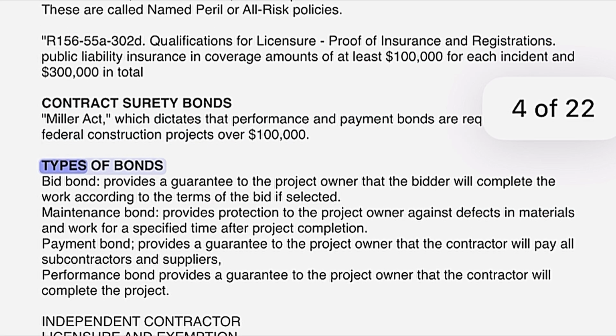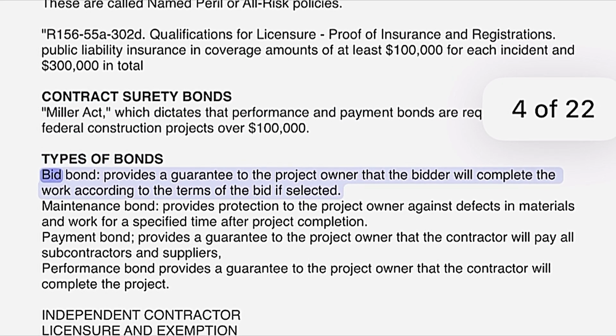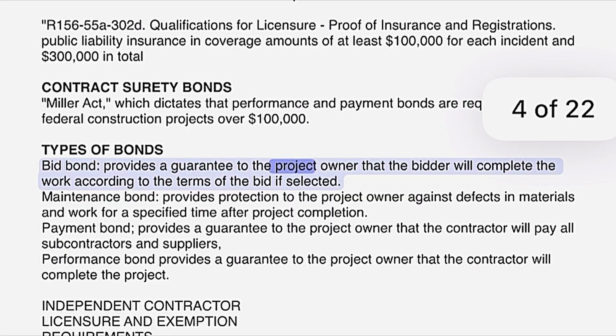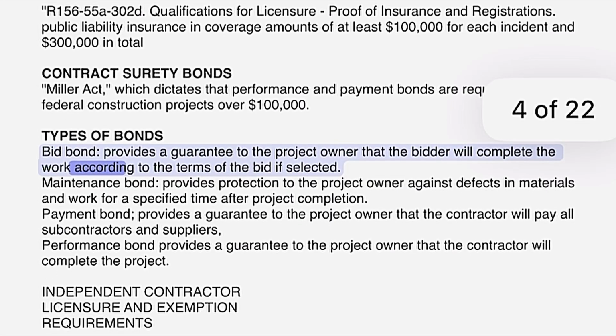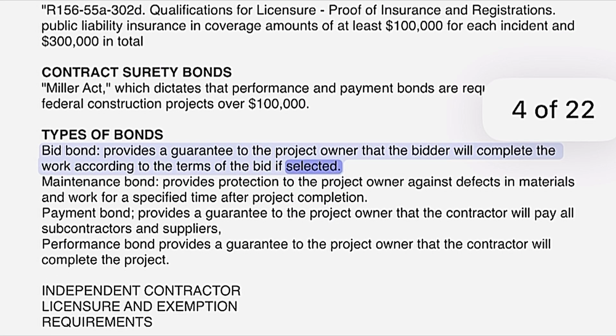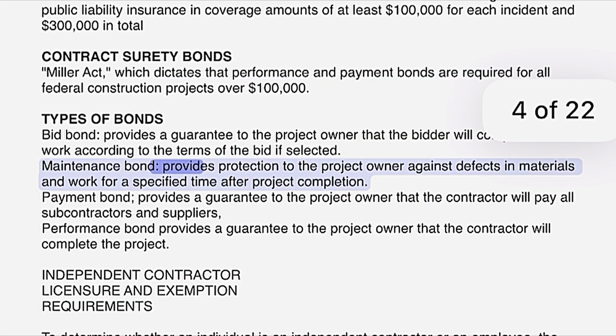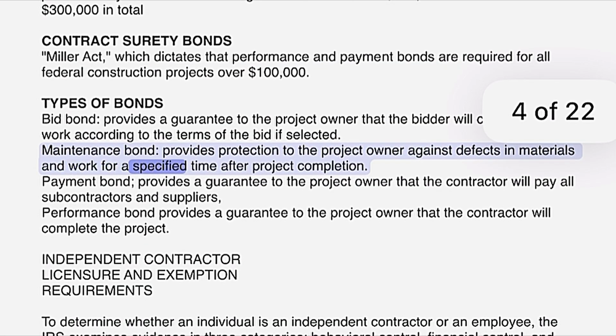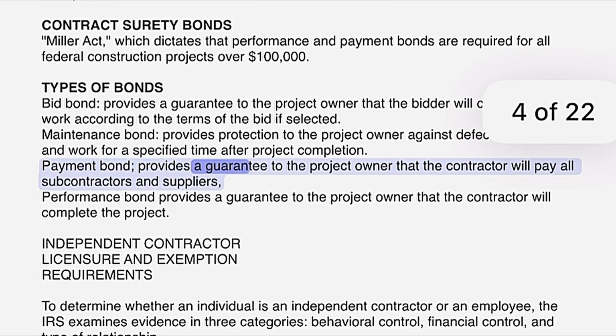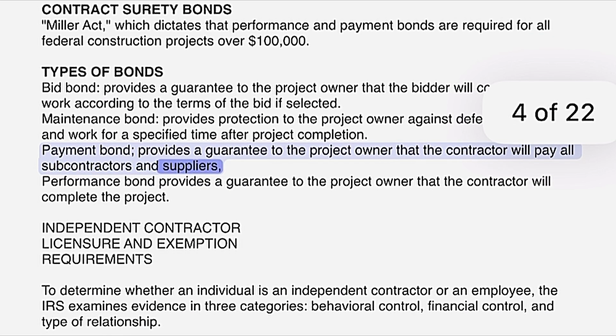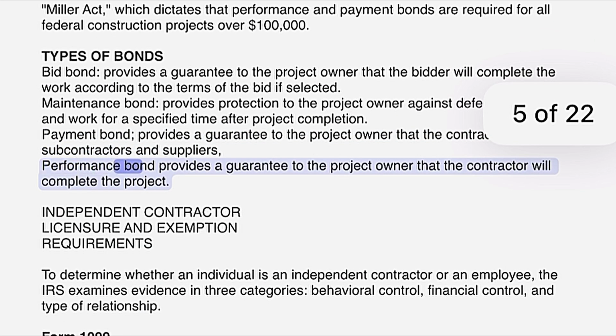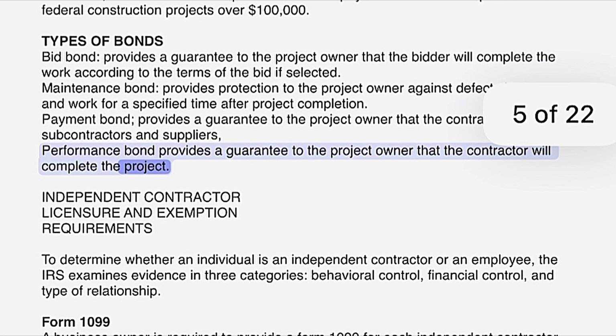Types of bonds. Bid bond provides a guarantee to the project owner that the bidder will complete the work according to the terms of the bid if selected. Maintenance bond provides protection to the project owner against defects in materials and work for a specified time after project completion. Payment bond provides a guarantee to the project owner that the contractor will pay all subcontractors and suppliers. Performance bond provides a guarantee to the project owner that the contractor will complete the project.